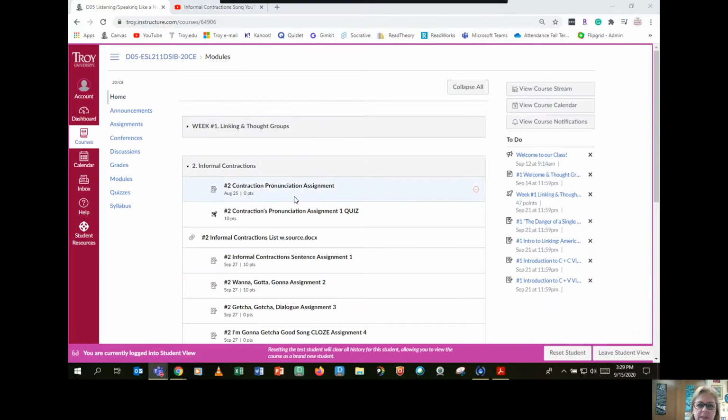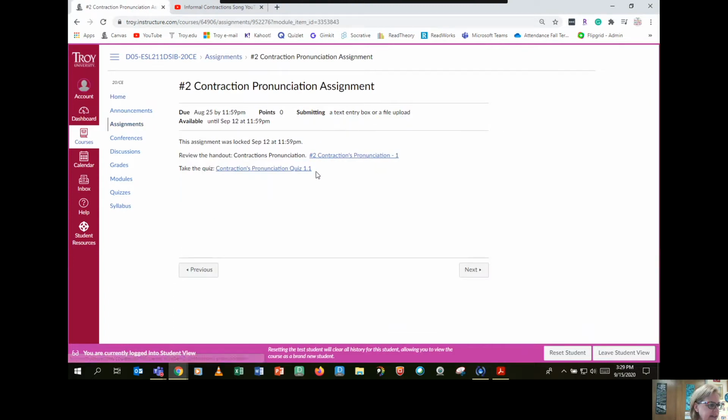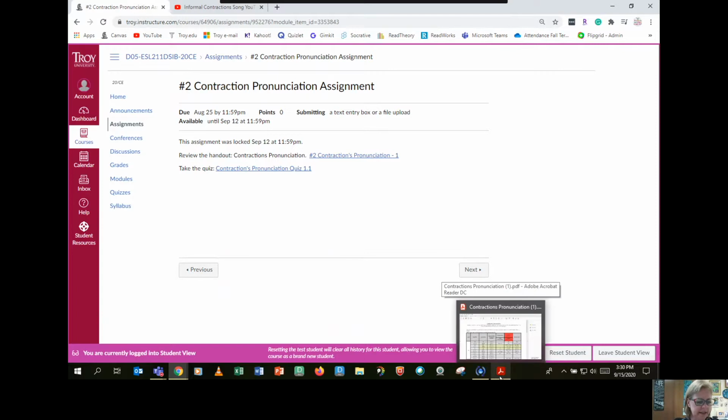So week 2, this first section is what we're going to talk about now. This first contraction pronunciation assignment. If you click on this, it's going to give you a list. Then you will be asked to take a little quiz, and you need to do that because that counts. Remember, assignments will not affect your grade, but the quizzes will. Okay, so let's take a look at the sheet that I'm asking you to look at.